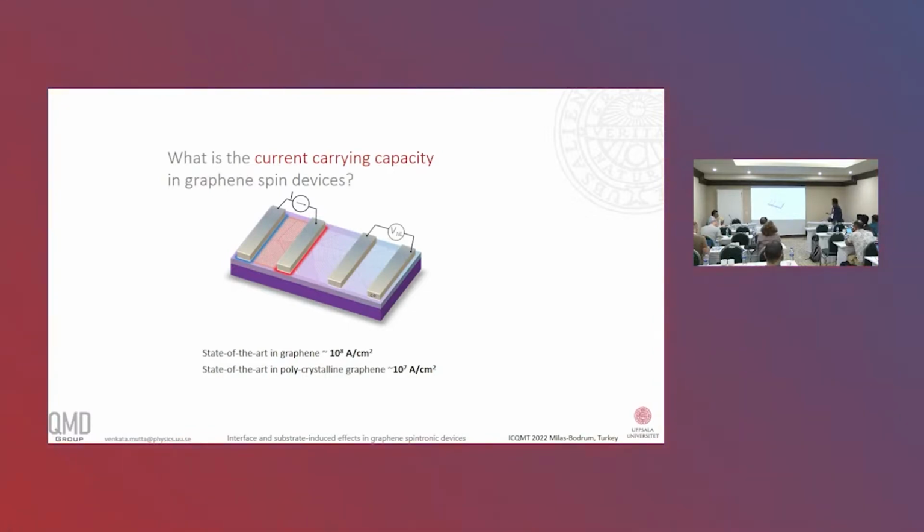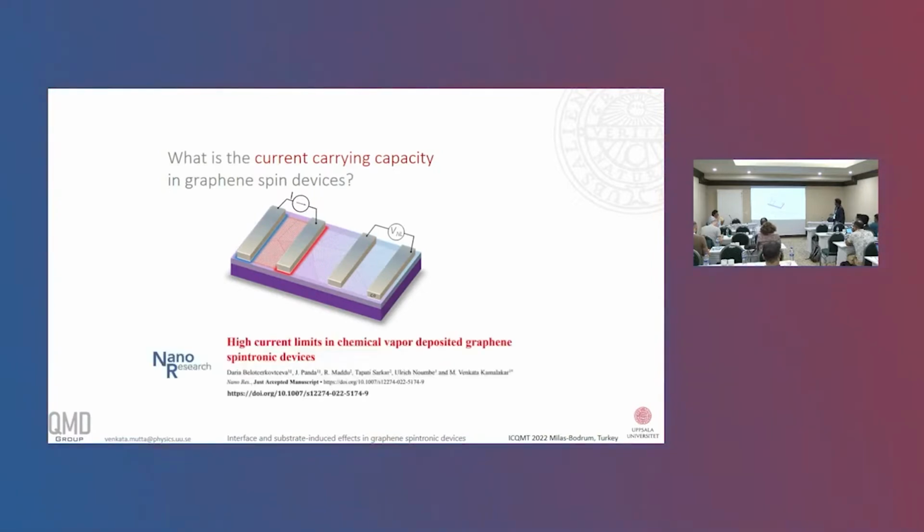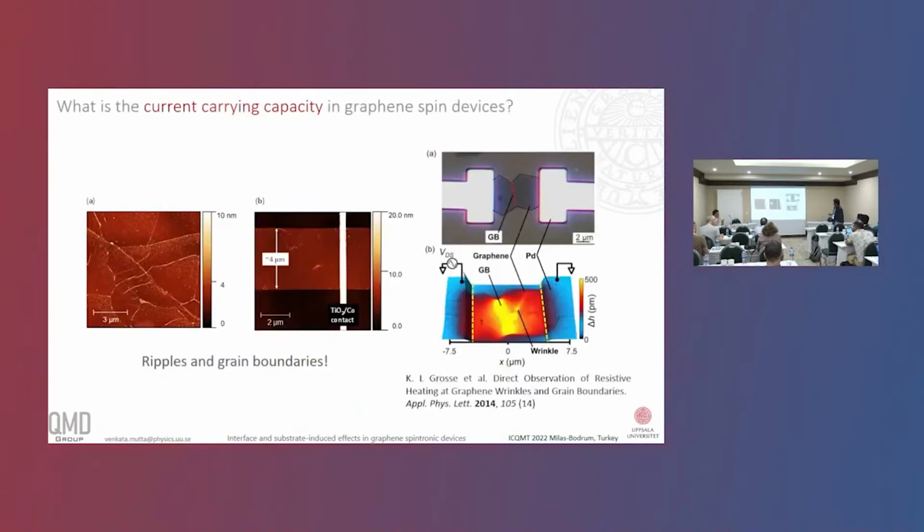So we tried to investigate this problem because it has practical relevance, and we again used large-scale chemical vapor deposited graphene. And this work has just been accepted. It is online. You can search for high current limits in chemical vapor deposited graphene spintronic devices. It's published in Nano Research.